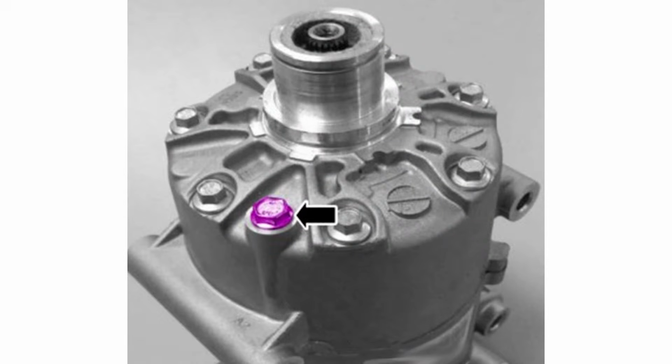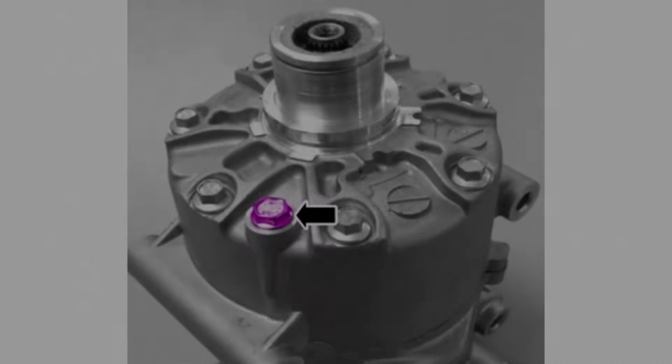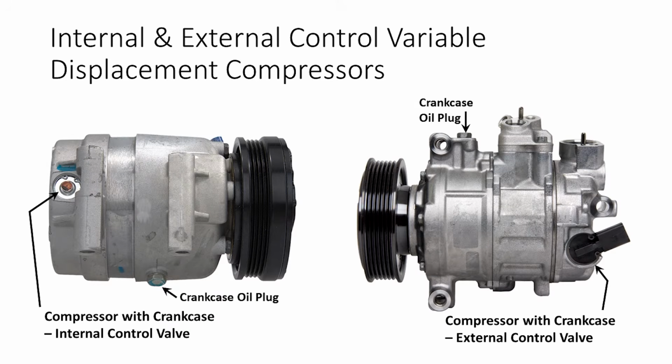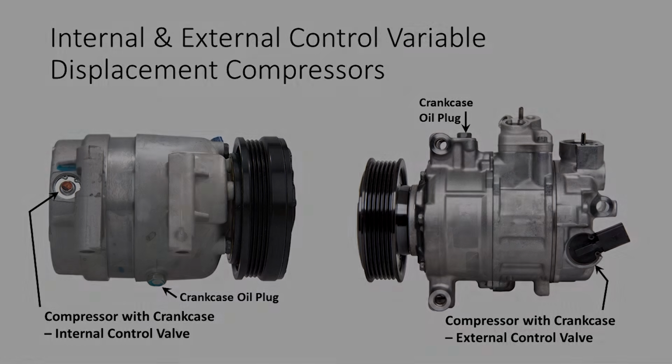Note that on a few later model applications, the crankcase oil plug may be located behind the front pulley. Variable displacement compressors can also usually be identified by the displacement control valve in the rear head.